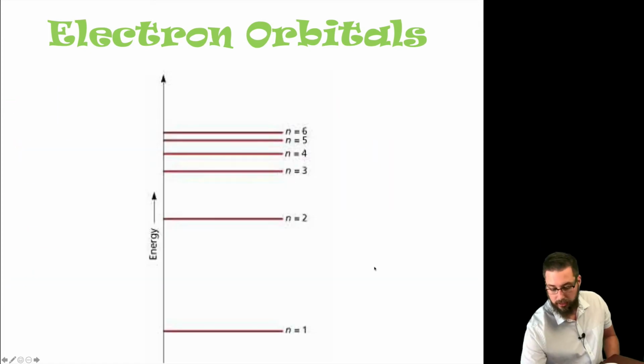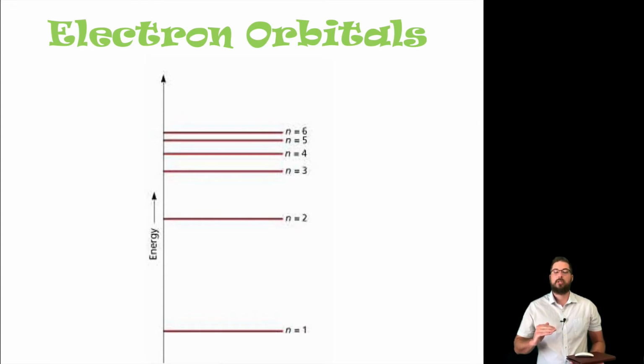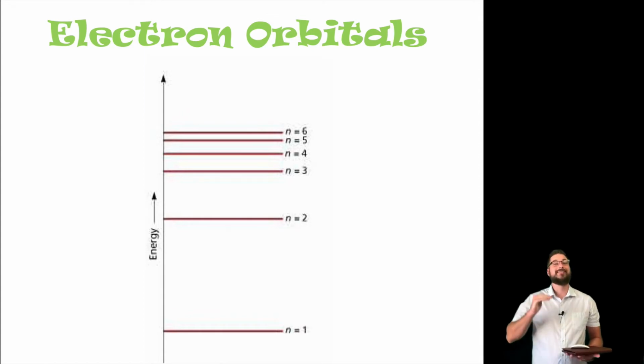So let's take a look at this chart right here, because I think it's going to be very important to help us understand what's going on. If you take a look at the first energy level at the very bottom, you can see that as we go up to the second energy level, the amount of energy increases quite a bit. It increases a lot.